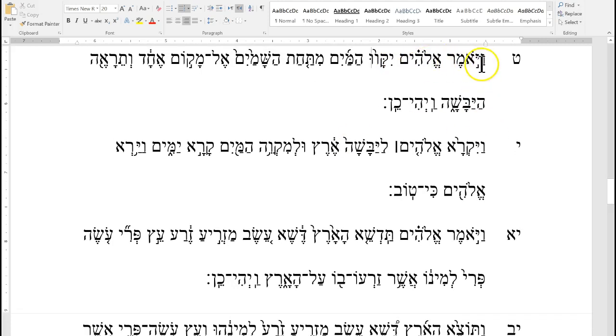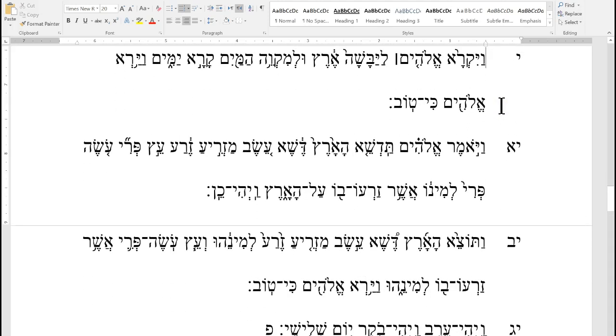Vayomer Elohim, and God said, Yikavu hamayim, let the waters pool together metahath hashemayim, from underneath the heavens, el makom echad, into one place, vata re'eh, and let there appear hayabishah, dry land. And it was so. This dry land word is the same word at the crossing of the Red Sea.